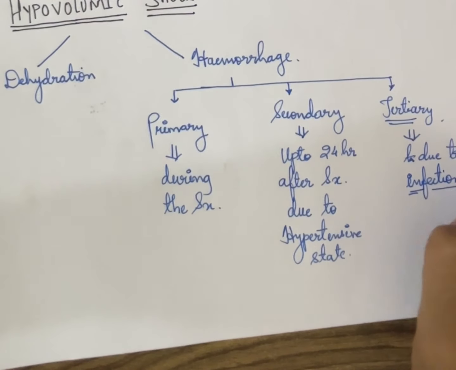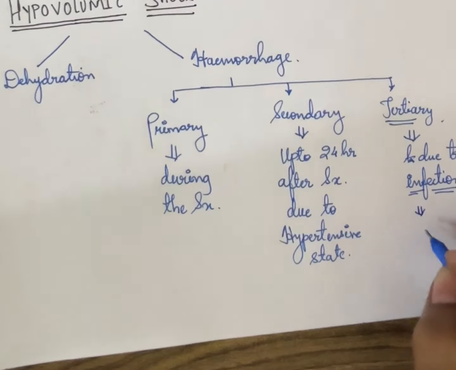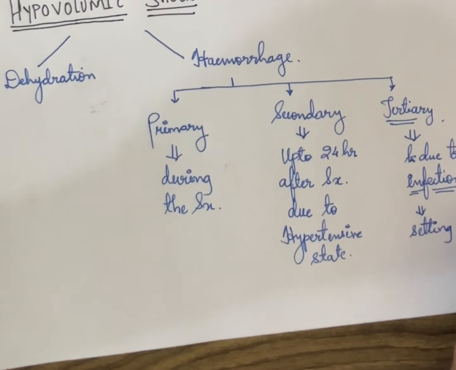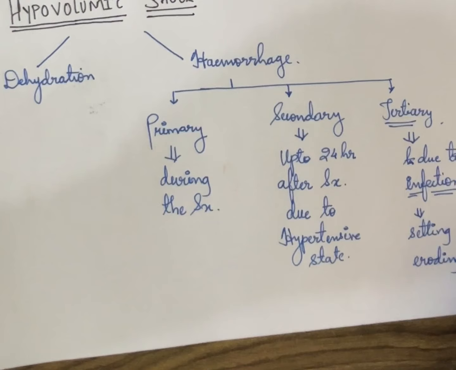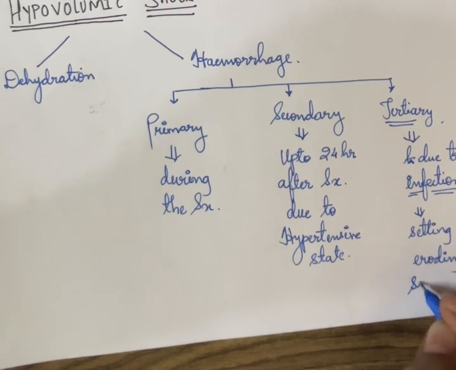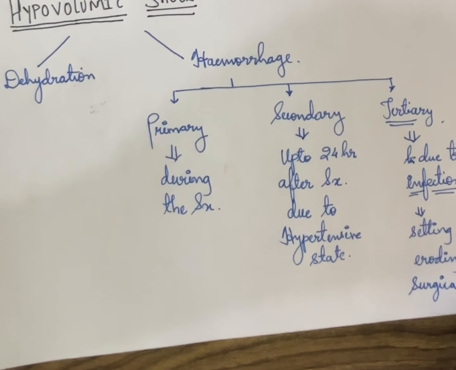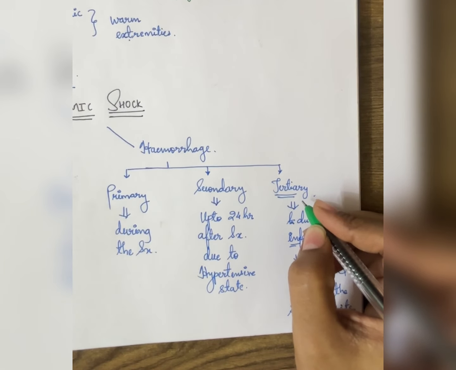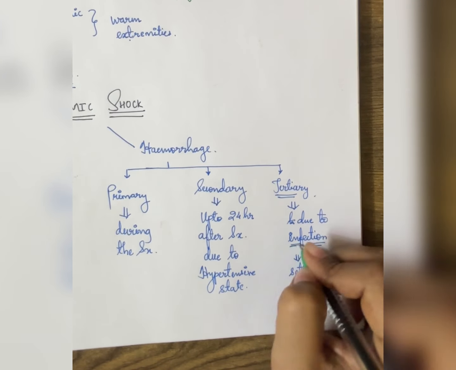And what does this infection cause? These infections setting up on the surgical site and eroding the surgical site lead to tertiary hemorrhage. So tertiary hemorrhage is always secondary to infection, and it occurs after a few days. It is always secondary to infection, okay?